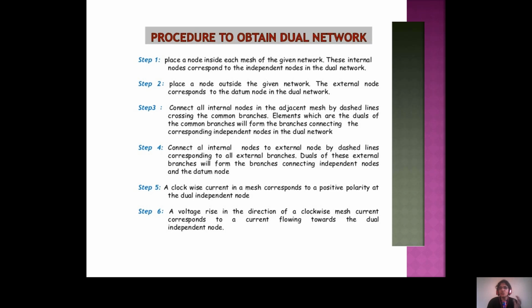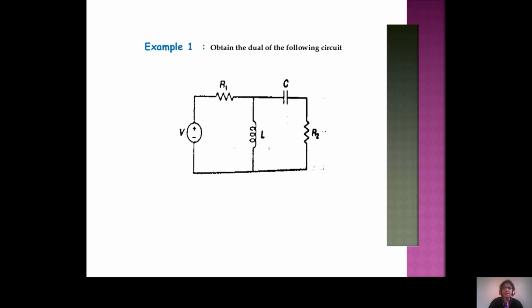If there is a voltage source, it will be converted to a current source. Resistor to conductance, inductor to capacitance, capacitance to inductor, like that the duality will be obtained. Say a simple example: obtain the dual of the following circuit.